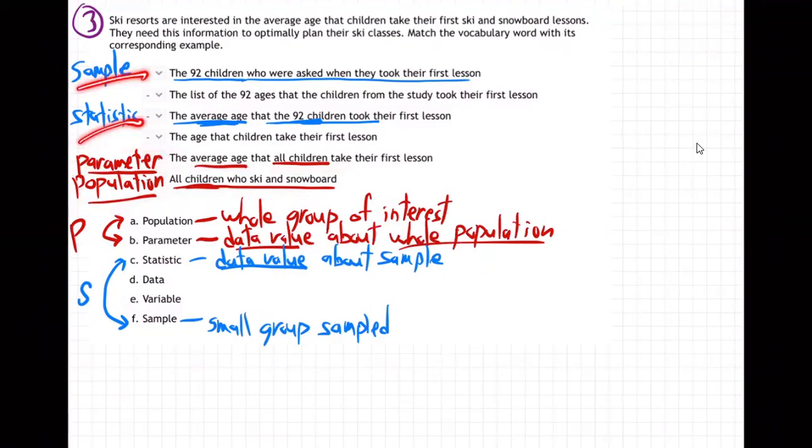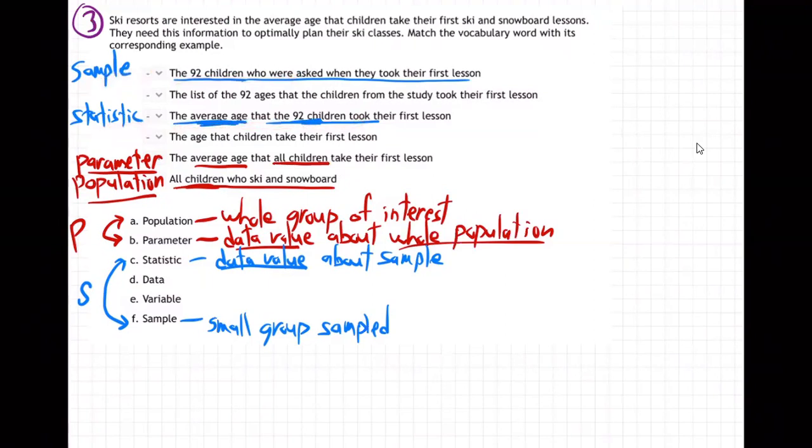That's the small group. So the 92 children. You might think that's not that small, but I mean, it's smaller than like everybody. So 92 children is your sample, and the average age of those 92 children is your statistic taken from the sample. It's a number calculated from the sample of 92 kiddos.